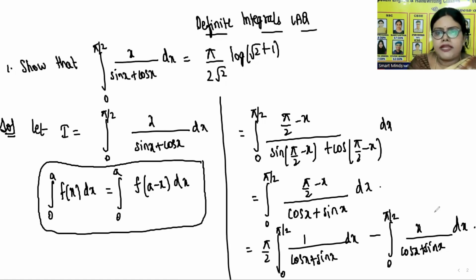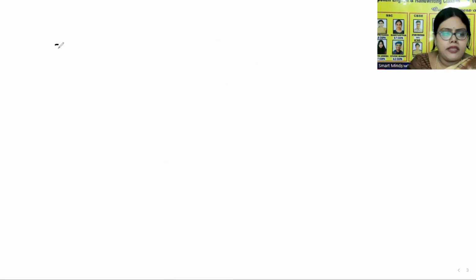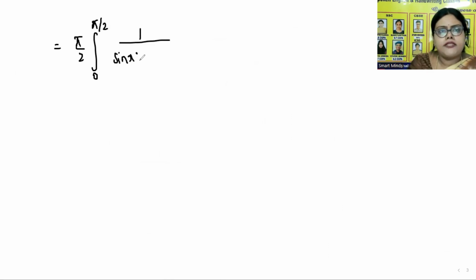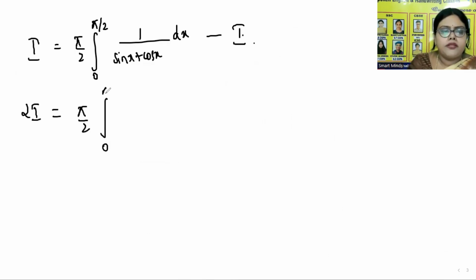Now you can see the second term is completely I, which I have taken in the first step. So this you can write as pi by 2 integral 0 to pi by 2 1 by sin x plus cos x dx minus I. And left hand side also we have I. If I take this minus I this side, it will become 2I is equal to pi by 2 integral 0 to pi by 2 1 by sin x plus cos x dx.